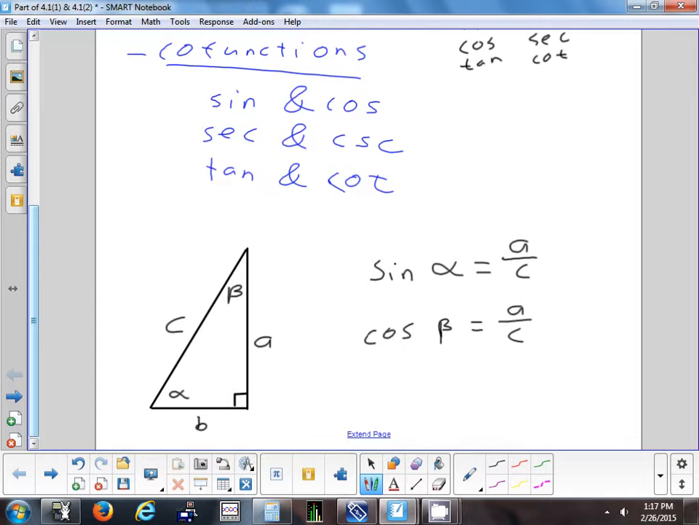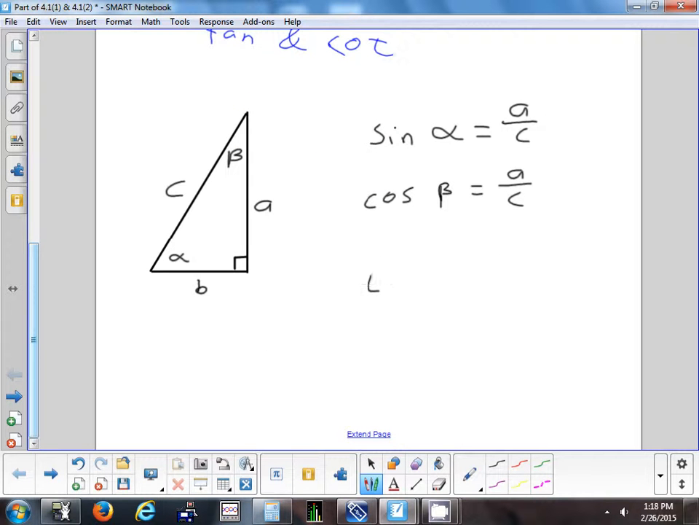Let's see. Let's find tangent. Okay, let's do alpha. So tangent is opposite over adjacent. Joe, what side is opposite alpha? A. Good. And what side is adjacent to alpha? B. Okay, that's it. We're done with that part. Tangent of alpha. Now let's find the cotangent of the other angle, beta.